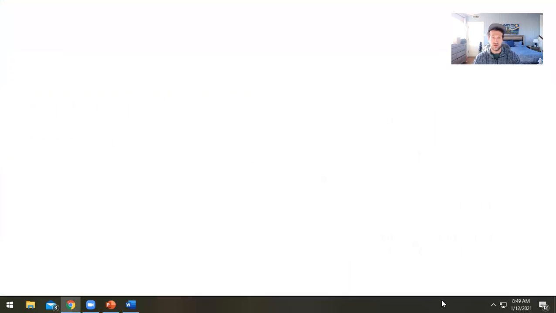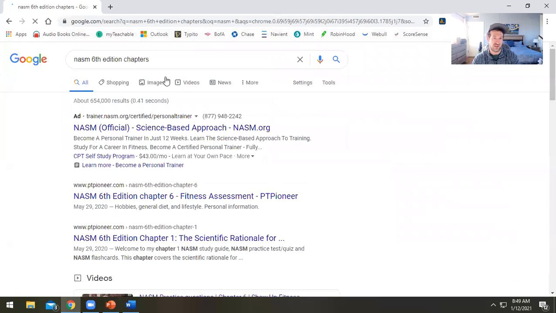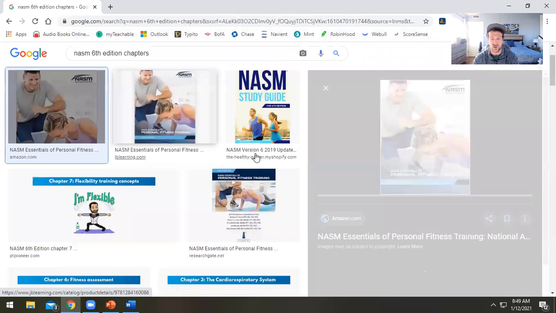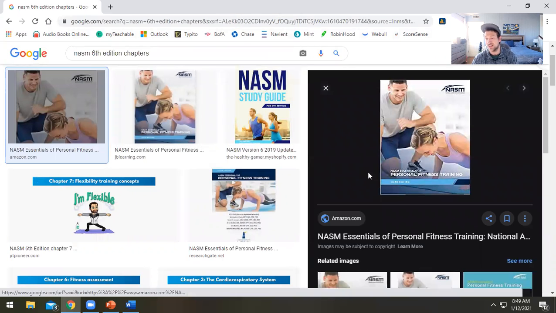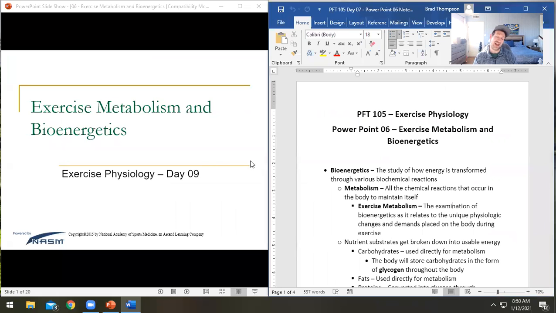And for those of you who are watching the recording, this is the textbook that you're going to be out of. So this is your straight up NASM 6th edition book. This is your main textbook. If we didn't give you any books, this is the one we would give you, because this is the overall guide for passing your NASM. So when you look at these slides, this is NASM's approach to explaining metabolism.